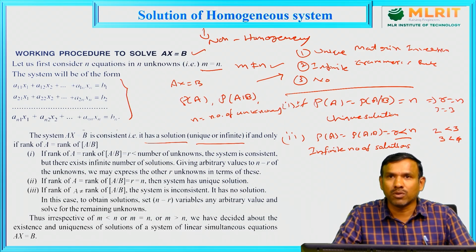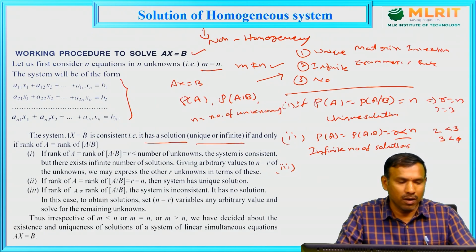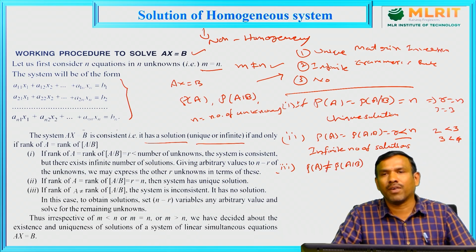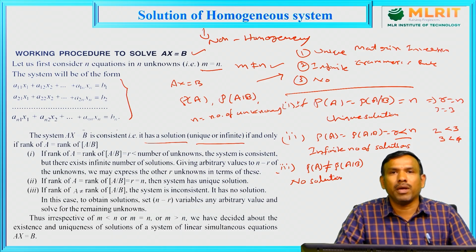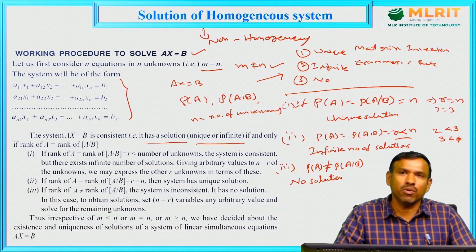So these are the first two cases where the system is said to be consistent, because a solution exists. And the third case is where the solution does not exist, that is, rank of A is not equal to rank of A by B. Then we say the system has no solution and is said to be inconsistent. Okay, these three cases students basically have to remember.